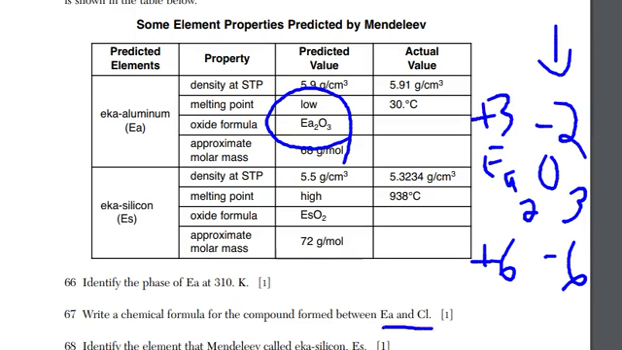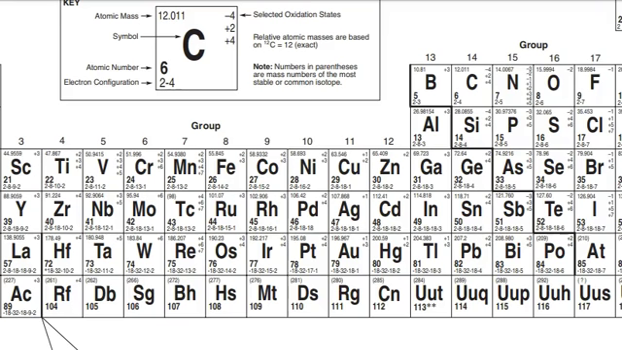So now EA and Cl. EA is +3, Cl typically wants to gain 1, so our chemical formula would be EaCl3. Now I want to also show you this, checking out the periodic table.